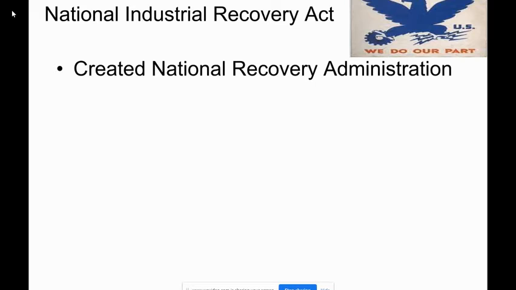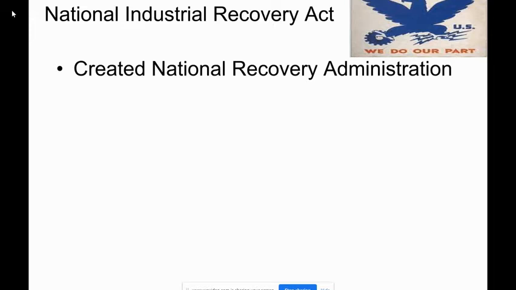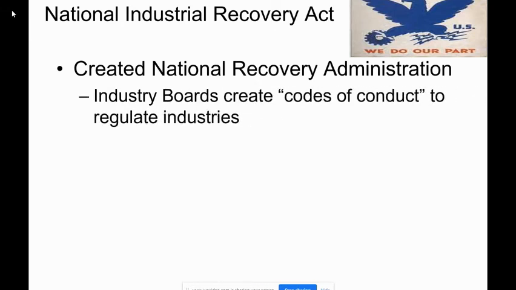Okay, now we have help for the factory workers. So if we go back, the Agricultural Adjustment Act is help for the farmers. The NIRA is help for the industrial workers. Okay, so the National Recovery Administration, the NRA, what they were designed to do is to help the workers and the management get together and communicate and figure out what's fair to both sides. And so really, this is where we get this idea of what's called a broker state, where our federal government now becomes basically a mediator between the management of industries and its workers.